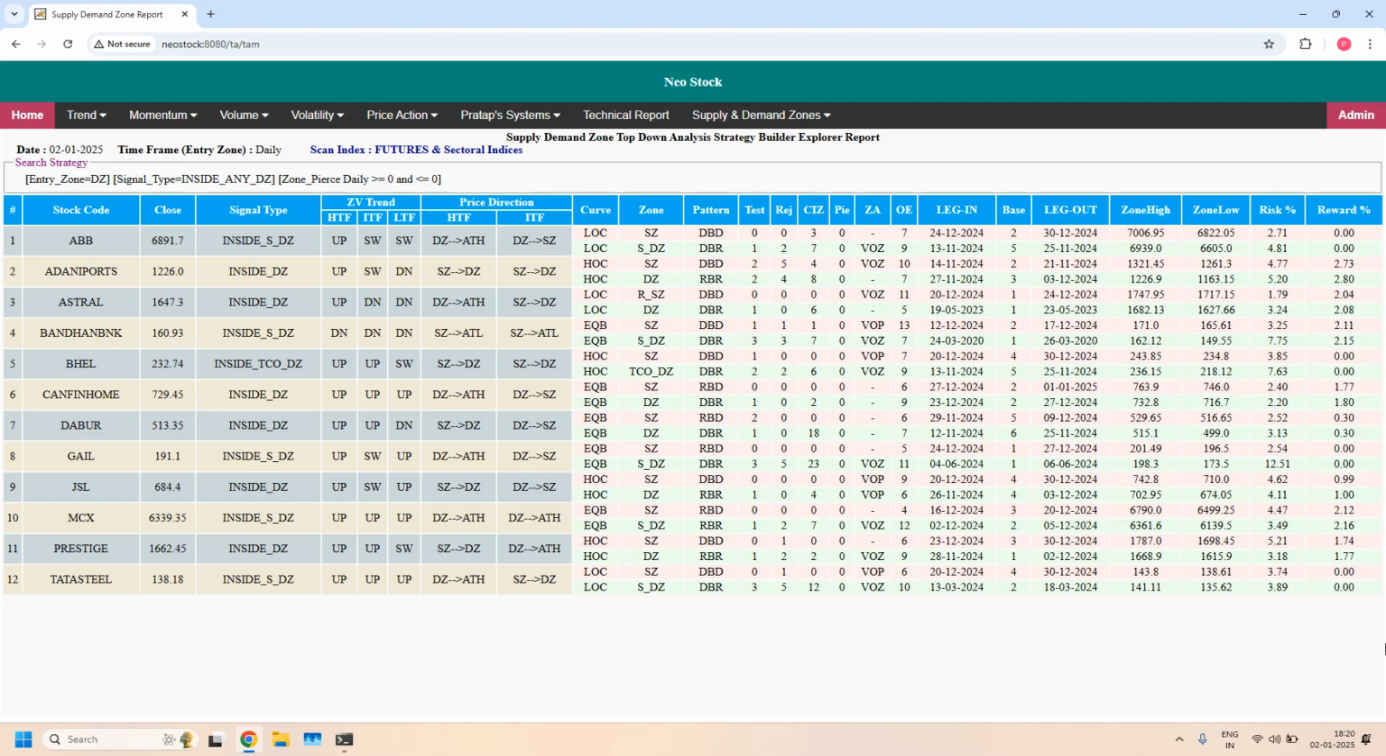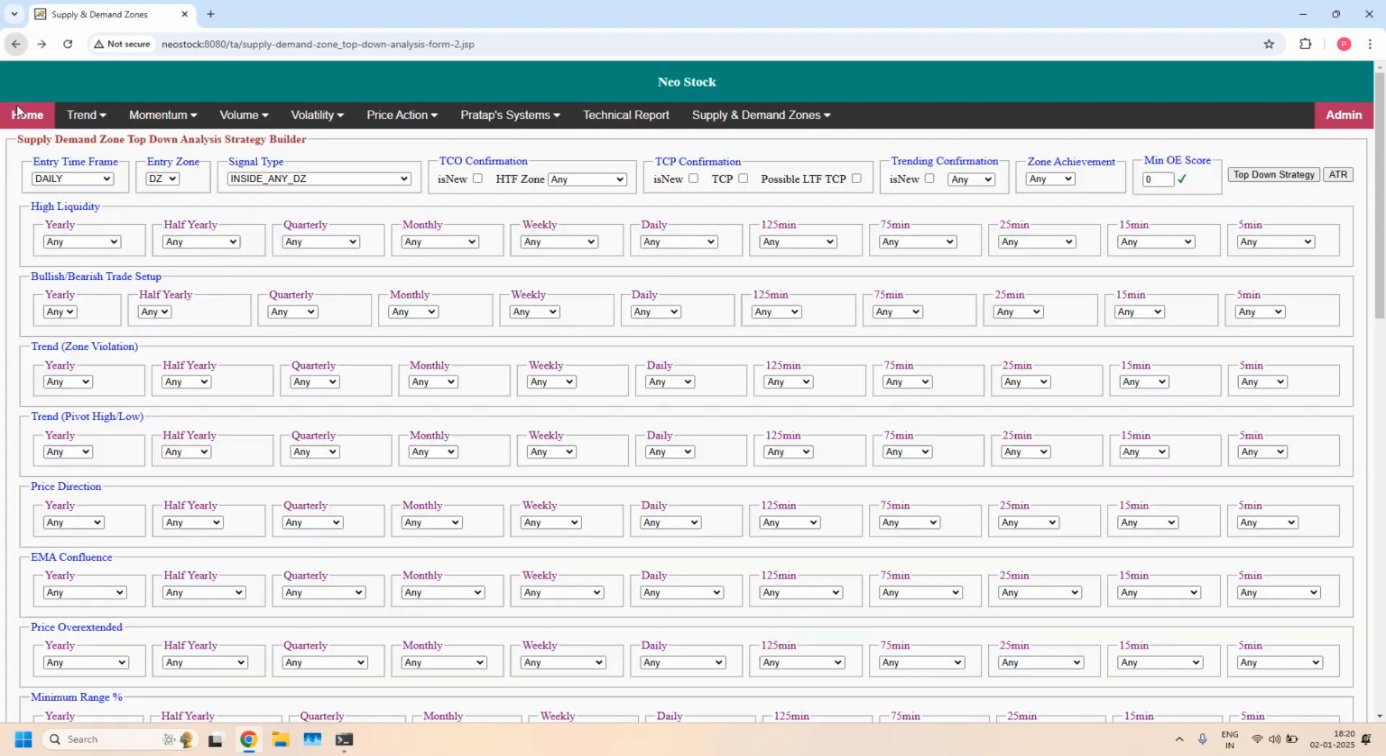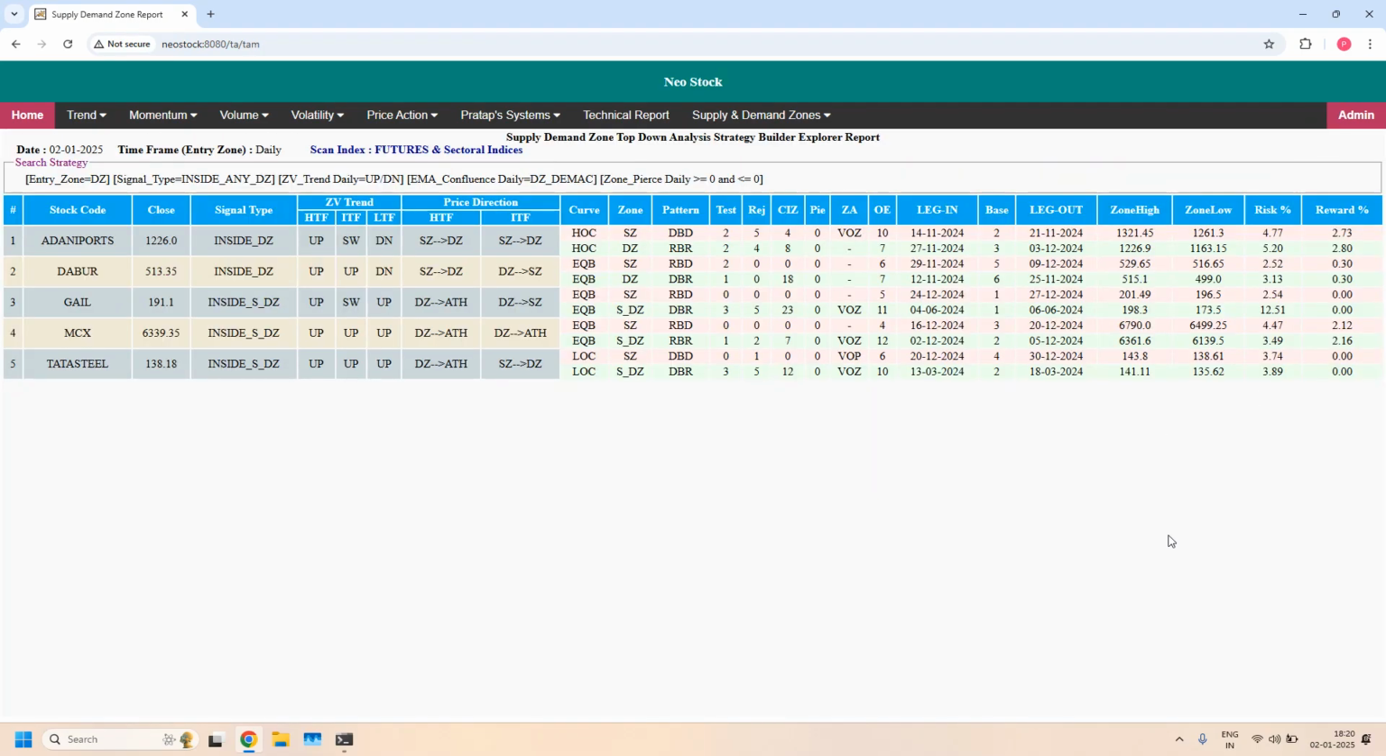Now let us identify how many of these daily demand zones are having daily EMA Confluence. So let's verify. In the EMA Confluence at daily time frame, I am selecting the filter daily demand zone having daily EMA Confluence, and these daily demand zones should not be pierced. The trend should not be sideways in the daily time frame. I am selecting up or down. Let's filter. We got 5 stocks. So these 5 daily demand zones are having daily EMA Confluence, and also current price closed inside the daily demand zone.